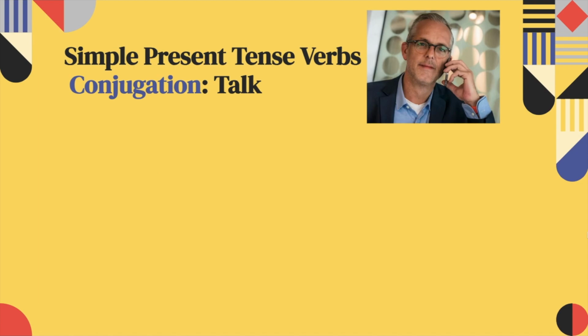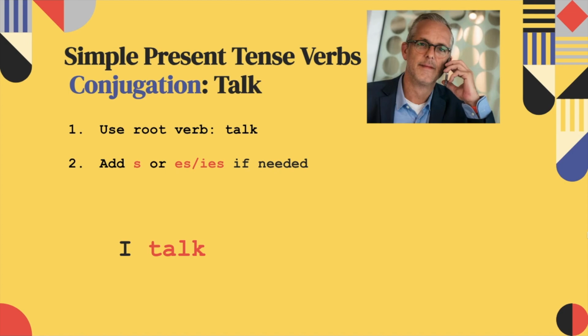Let's now see how to use simple present tense verbs in a sentence, or learn about their conjugation. To do this, we'll use the new verb talk as an example. First, we need to use the root form of the verb. In our case, it's still the same word, talk. And then we need to add either an S or ES or IES if needed, and this depends on the personal pronoun we're using or the type of verb that we're using. Let's take some examples. We can say, I talk, and there is no S here. And then we can say, he talks, and we have seen that we have added an S here.